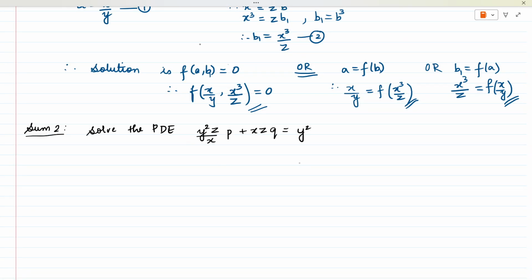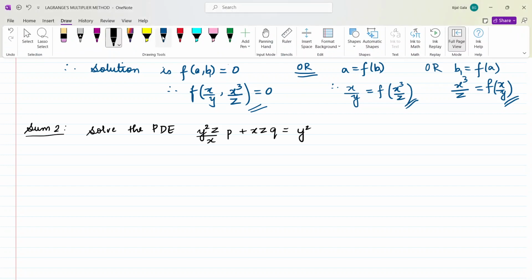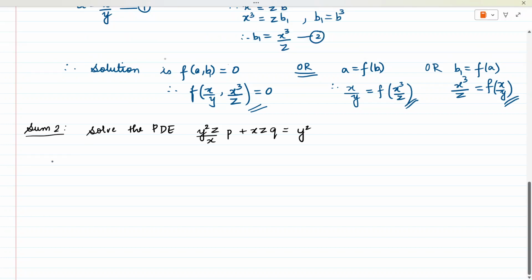So this is the question. Let's begin with the solution. To begin with the solution, we start with the auxiliary equation, which is going to be dx over p. So p in this case is y square z upon x, the x goes in the numerator, dy divided by q, which is x times z, and dz divided by y square. Once we get this, we are supposed to make pairs of two of them and solve it.